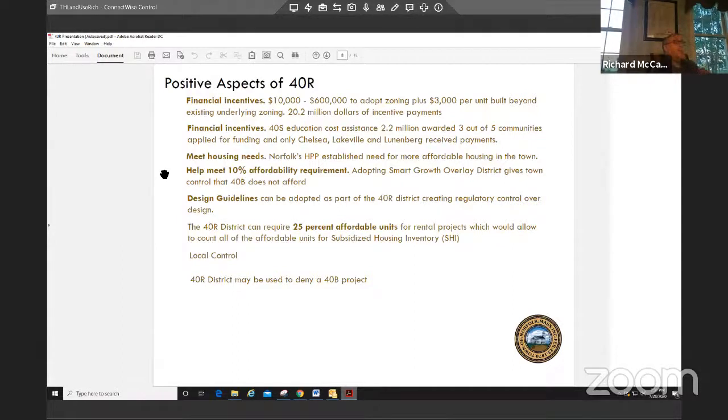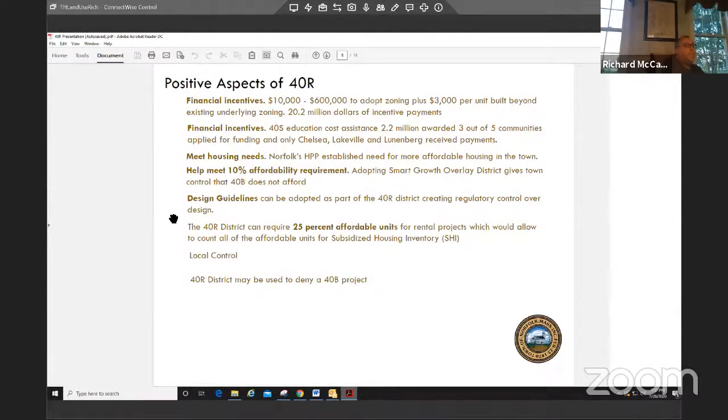In the 40R district, we can increase the amount of affordability when it comes to rental to be able to then have all the units qualify under a subsidized housing inventory, which again can be a good benefit to the town. The minimum amount of affordability is 20%. So again, consideration to just increase it by another 5%, if we were to have a 40R development, it would provide a significant benefit to the town to be able to count more units towards our subsidized housing inventory.